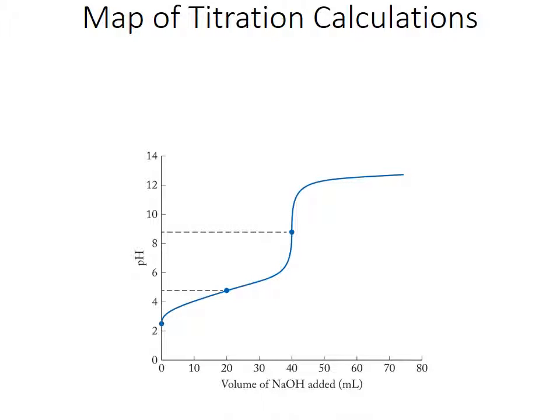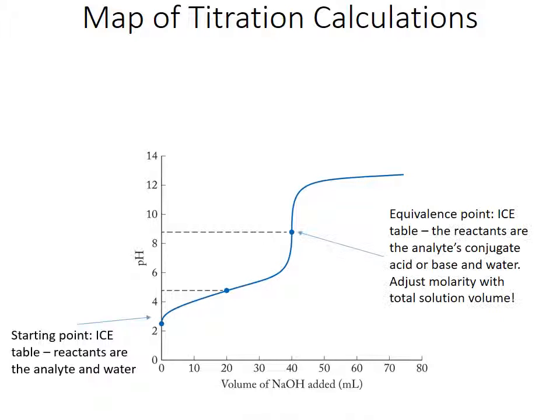I decided to throw together a map to show you guys when you use particular types of calculation styles when you're working with titrations. There are two places where you would want to use ice tables, and the first one is at the very starting point when you have just your weak acid or your weak base in water. Those are your reactants. The other place is at the equivalence point.